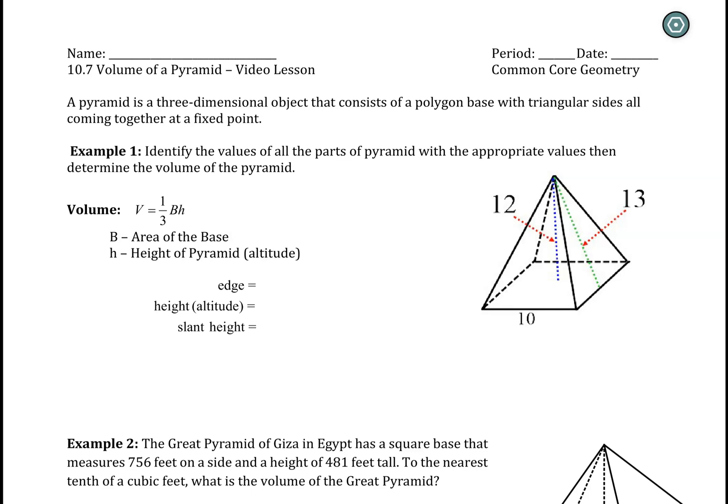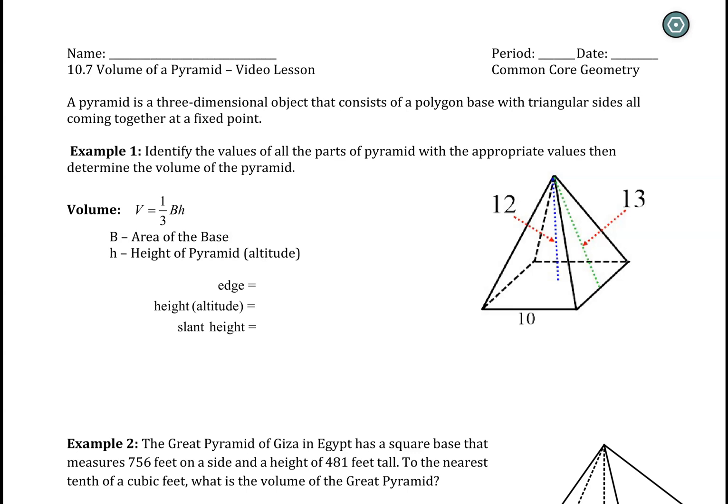Video lesson 10.7. Today we're going to find the volume of a pyramid. So first things first, the pyramid, the figure itself, does have an opportunity to have different types of pyramids. It's all based on the base portion of it. So when we're looking at the pyramid, it's important to notice what the base is.